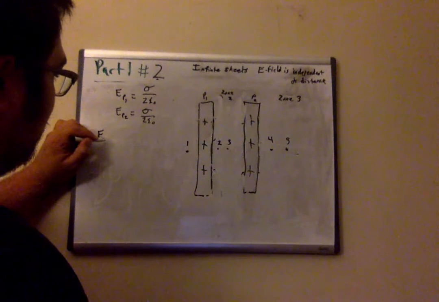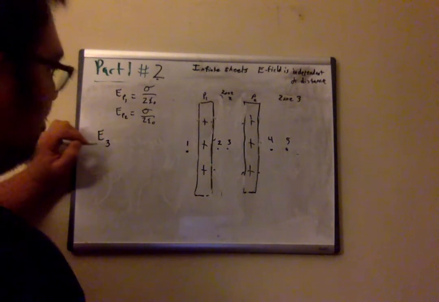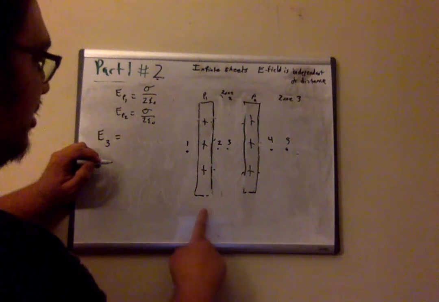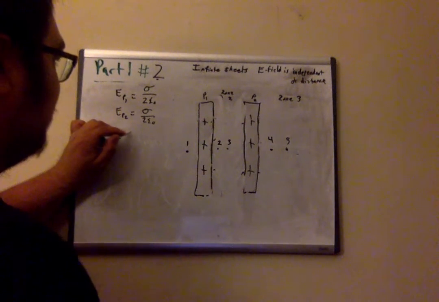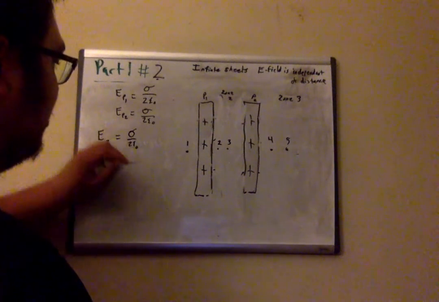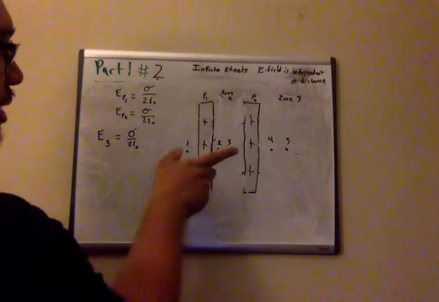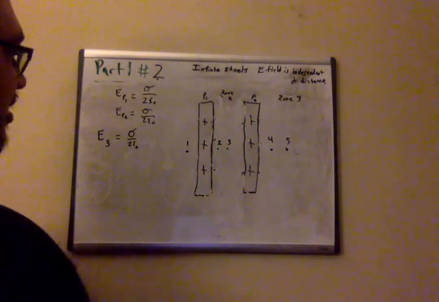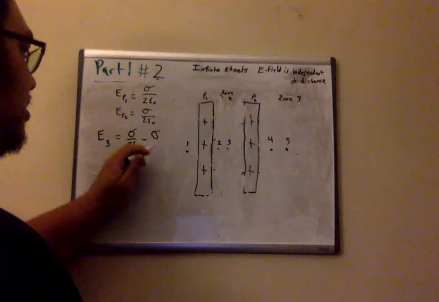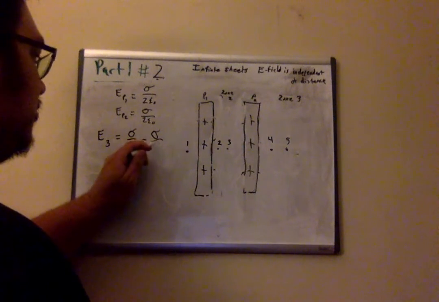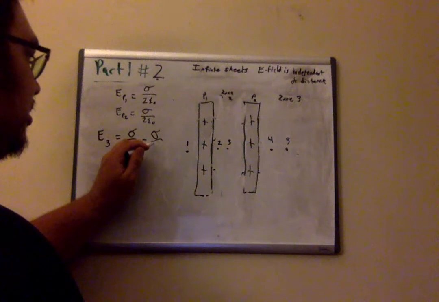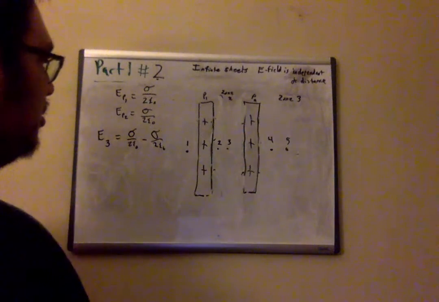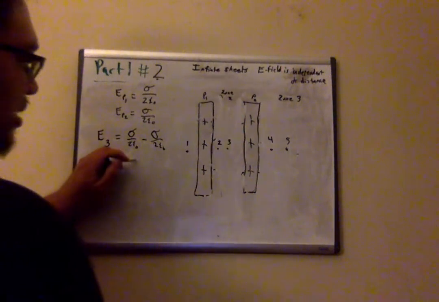And so, if we look at the total electric field at 3, it's equal to the electric field of plate 1, which is sigma over 2 epsilon naught, pointing that way, so we'll say positive. Here, the electric field from plate 2 would be pointing the other way, so we have to subtract it. Therefore, the net electric field would equal 0.